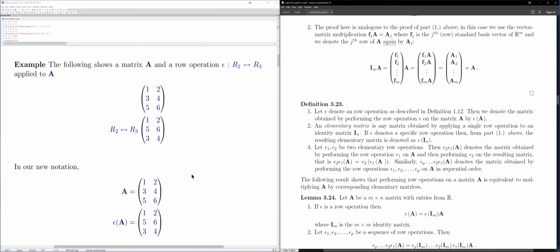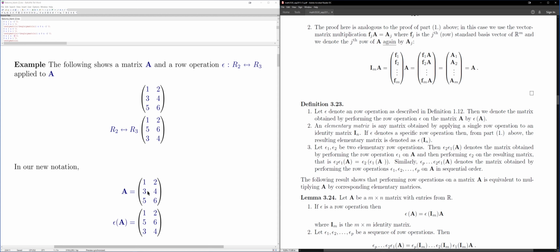This is my original matrix A, and I'm calling the row operation where I switch row 2 and row 3 epsilon. Then this epsilon A is just a piece of notation. It means that to this matrix A, I'm going to apply the row operation epsilon. So A is going to be modified to epsilon A, and the row operation is row 2 exchange with row 3.